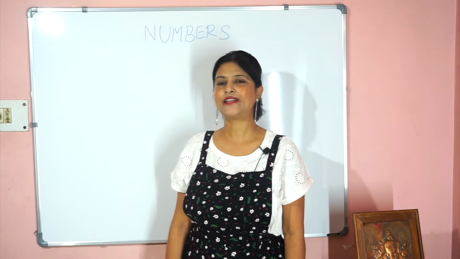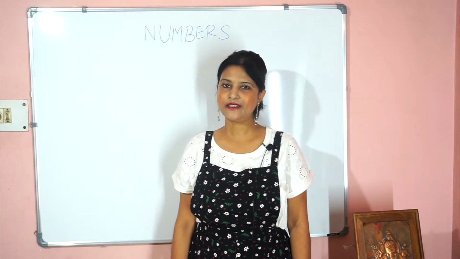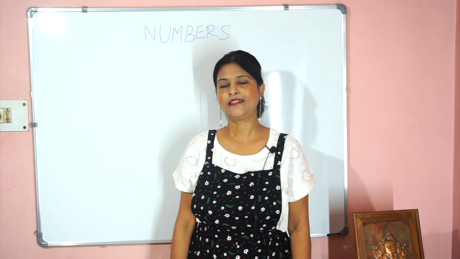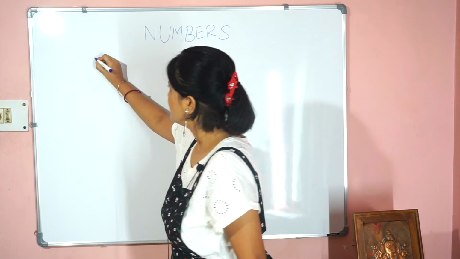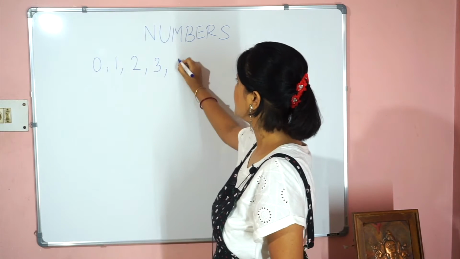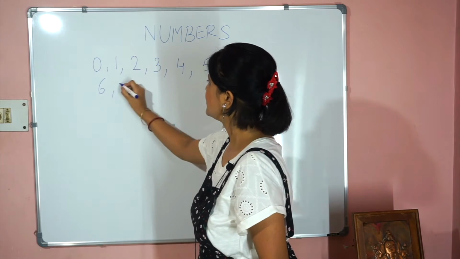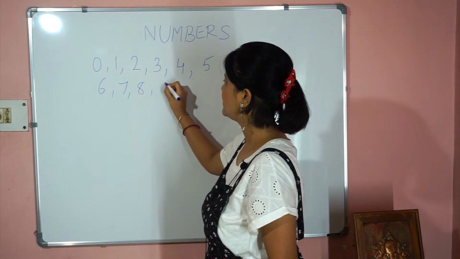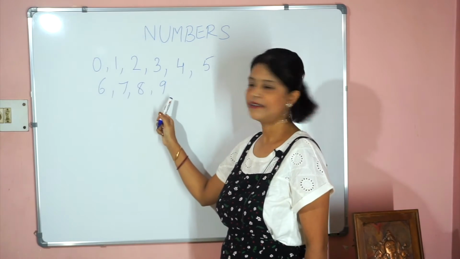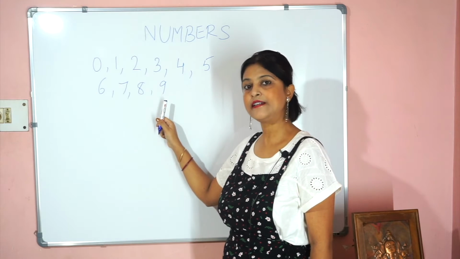Before I start with numbers, I must first of all tell you the difference between digits and numbers. We know there are 10 digits and they are 0, 1, 2, 3, 4, 5, 6, 7, 8 and 9. So we begin from 0 and right up till 9 when we talk of digits. So in total there are 10 digits.